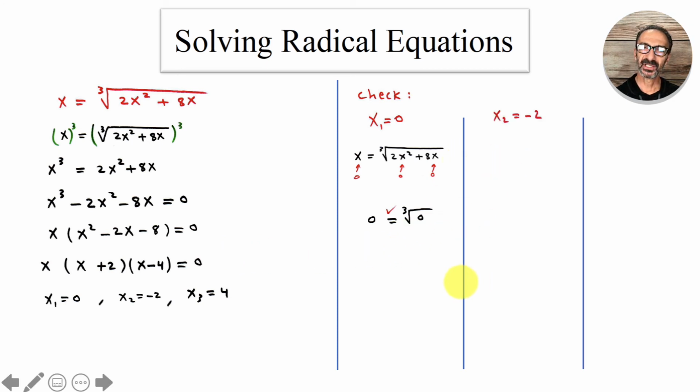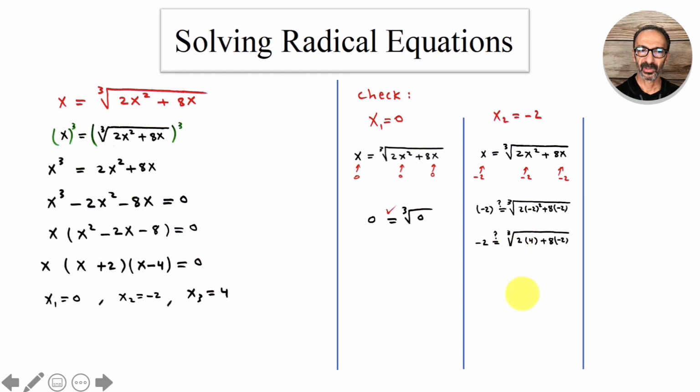X equals -2. Plug it in everywhere. Simplify, and I get, I'm skipping the steps because it's kind of hard to read all these numbers. To save some time, you could always pause the video and look at the steps. It ends up cubic root of -8 on the right side equals -2, which is true.